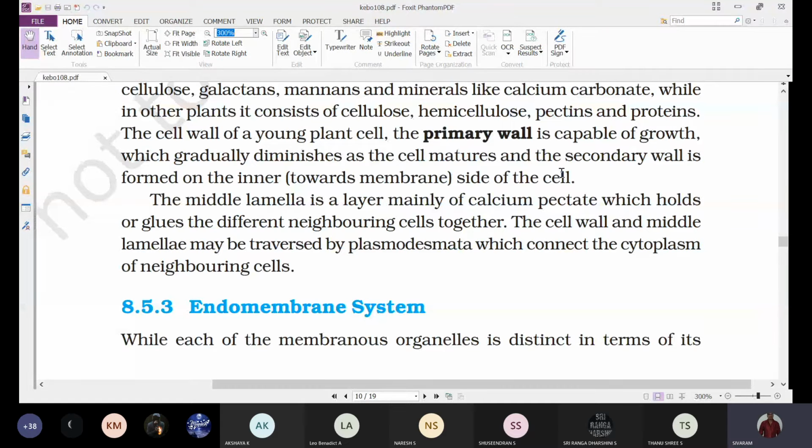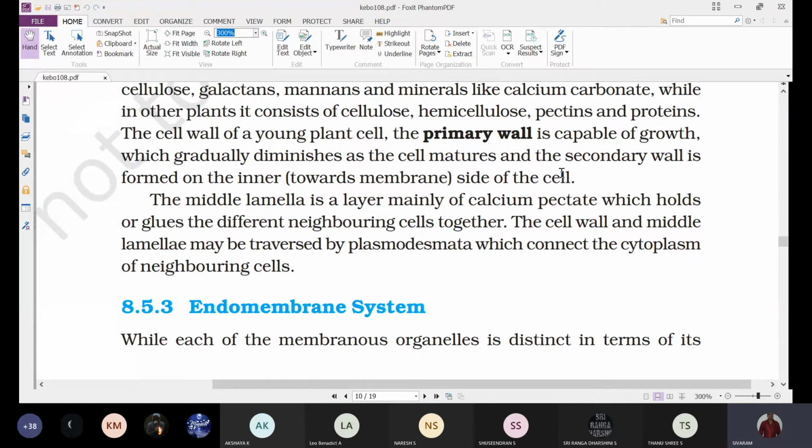The cell wall and the middle lamellae may be traversed by plasmodesmata, which connect the cytoplasm of neighboring cells. That is about the cell wall in eukaryotes.